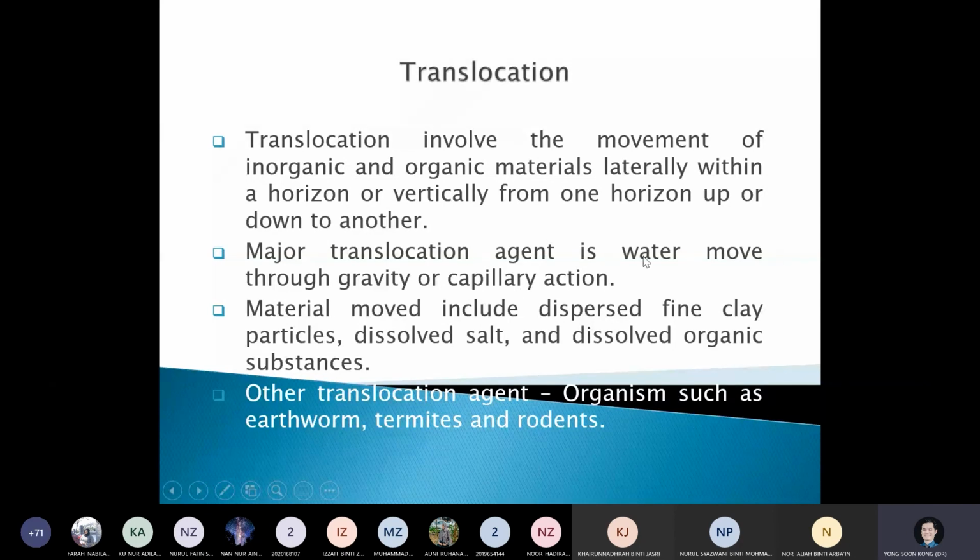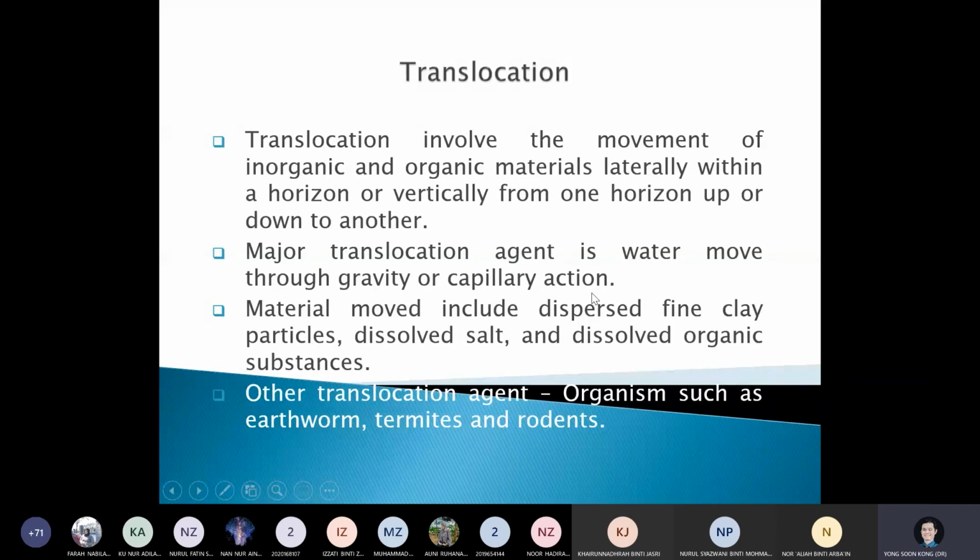So when water reacts with gravity, in one direction, it goes down, but with capillary action, this is a very strange action, because with capillary force, the movement of water is no longer going down, but sometimes it's suspended or maybe it moves up or maybe side by side. So this translocation, the majority is due to gravity, but a little bit due to capillary action.